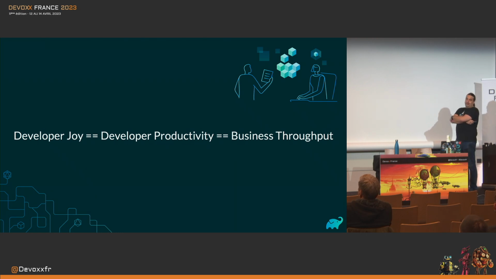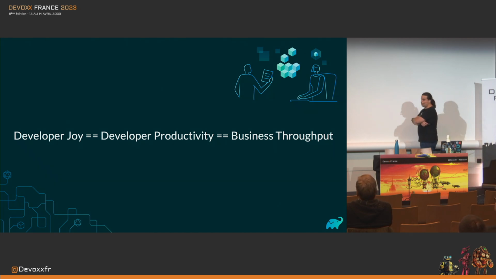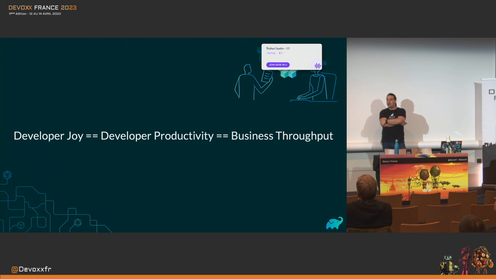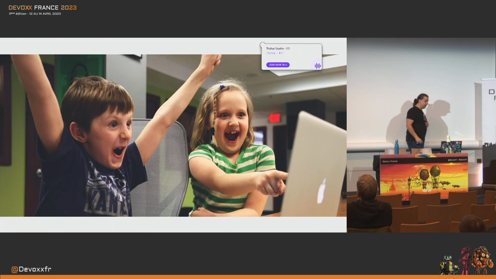This is our mindset at Gradle. Developer joy equals developer productivity equals business throughput, okay? We do not make a distinction between developer joy, developer happiness, and developer productivity. And I'm going to get a little bit into the neuroscience of that.